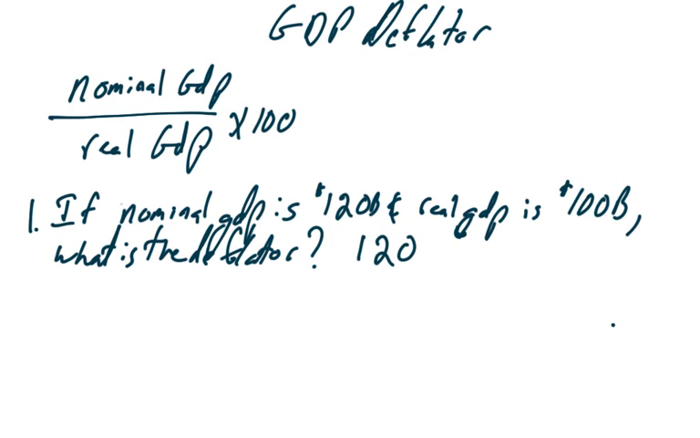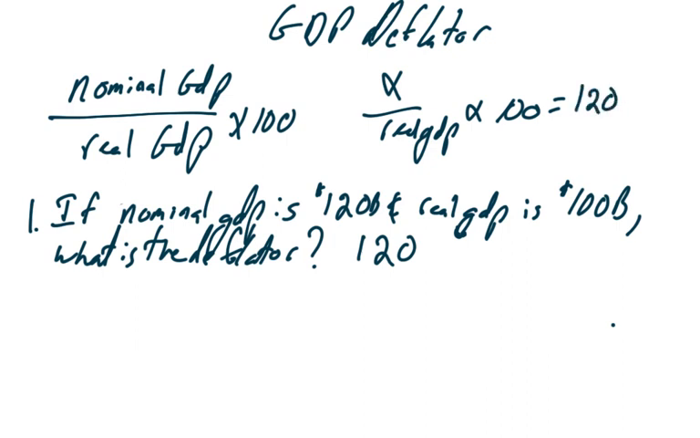Now, they could make it so that they give you real GDP, but they don't give you nominal GDP, and they tell you the deflator is 120, right? It's really easy, guys. All you have to do is solve for X. And if they don't give you real GDP, but they do give you nominal GDP, you would just swap them out, and you would still have to solve for X.